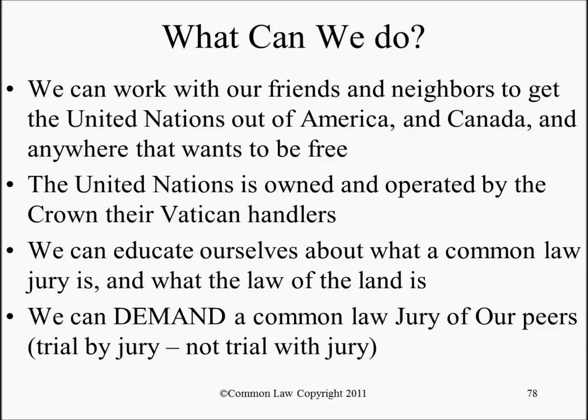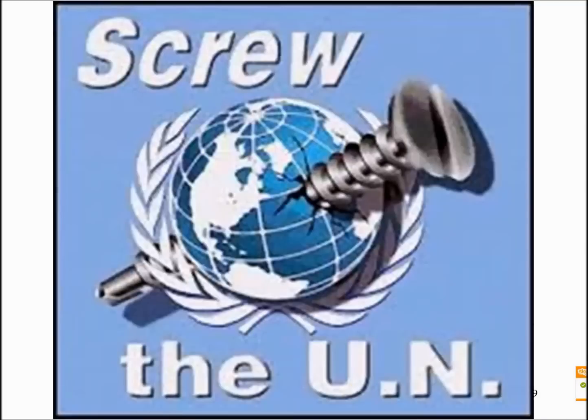We can educate ourselves about what a common law jury is and what the law of the land is. We can demand a common law jury of our peers, not a trial by jury and not a trial with jury, okay? At common law, the jury calls the witnesses, the jury questions the witnesses, the jury determines the law and the facts of the matter, and the jury even pronounces sentence if there is one. And so the judge is there to advise the jury, and the jury can ignore anything the judge says. And it's the jury that runs the courtroom. Screw the UN. We need to eliminate that UN Satanists.